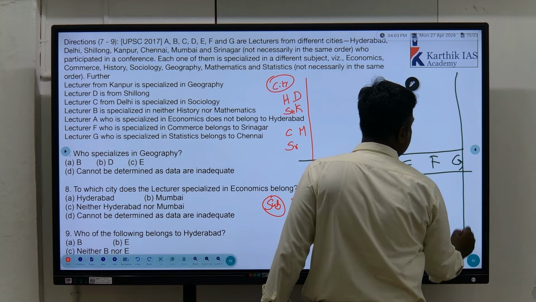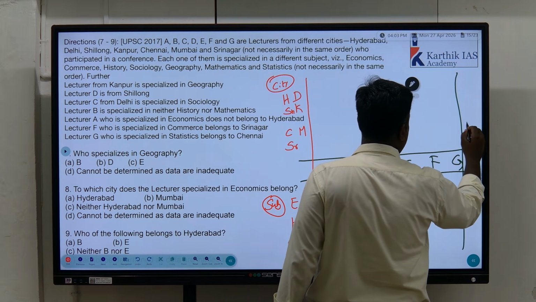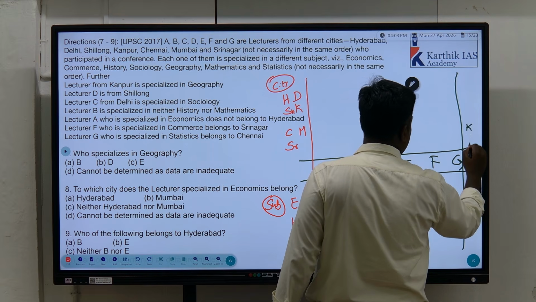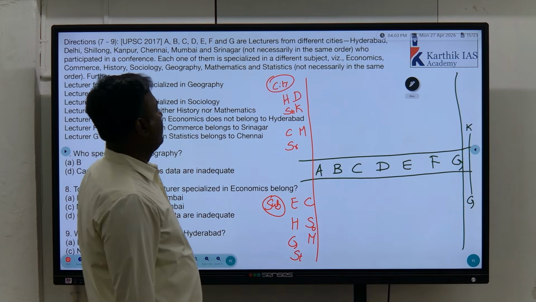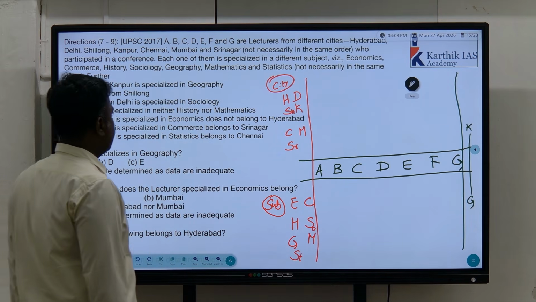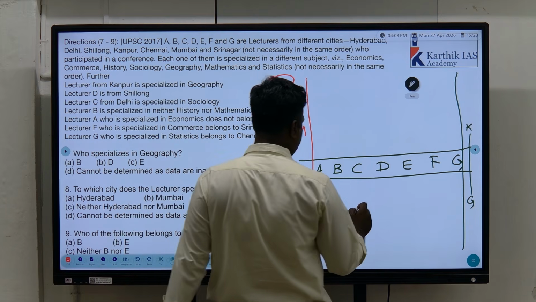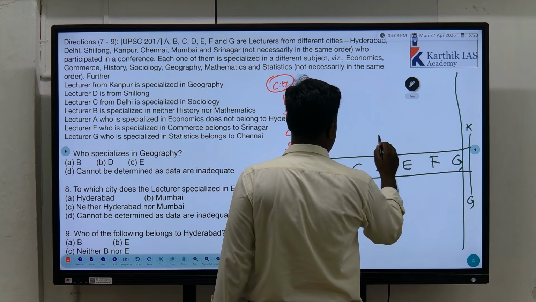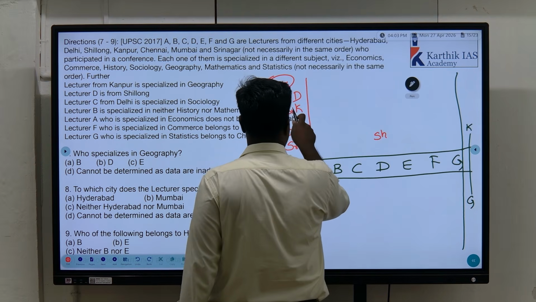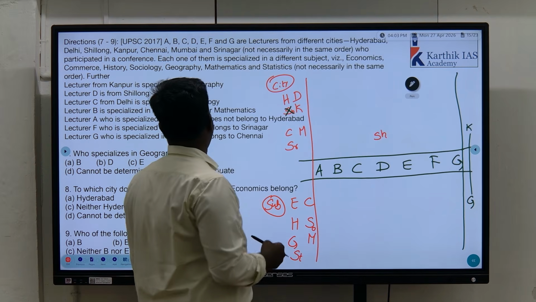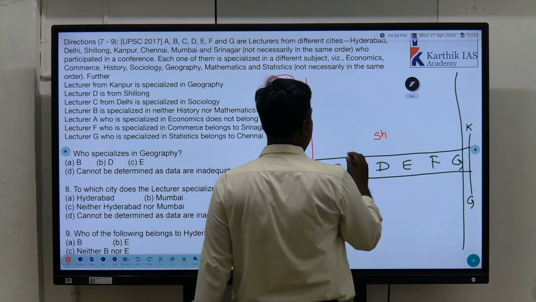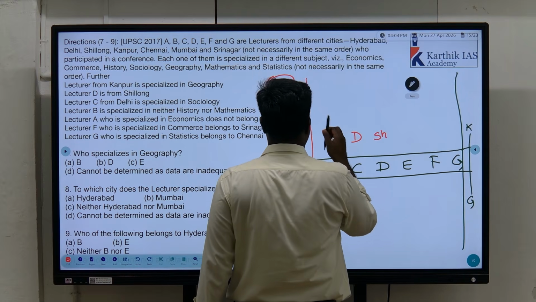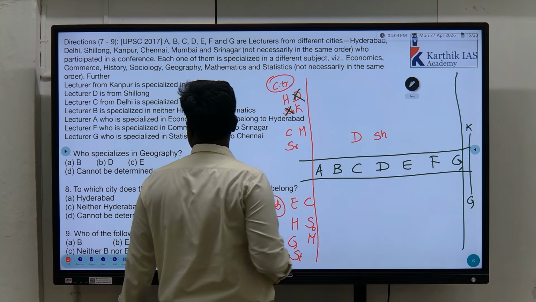So this is unknown clue that we have to take it here. Lecturer from Kanpur is specialized in geography. That will take later. D is from Shillong. Okay, city. So once I used it, I cancel it. Okay, C is from Delhi. Okay.